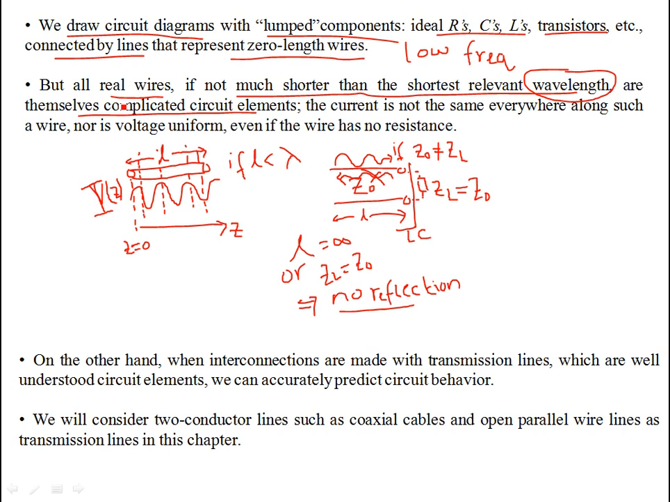So the point is that if we consider a wire for normal transmission, which happens at 50 hertz, I mean the power generation which occurs at 50 or 60 hertz, you have a very huge wavelength. It will be a constant like this, so you see there's not much variation.